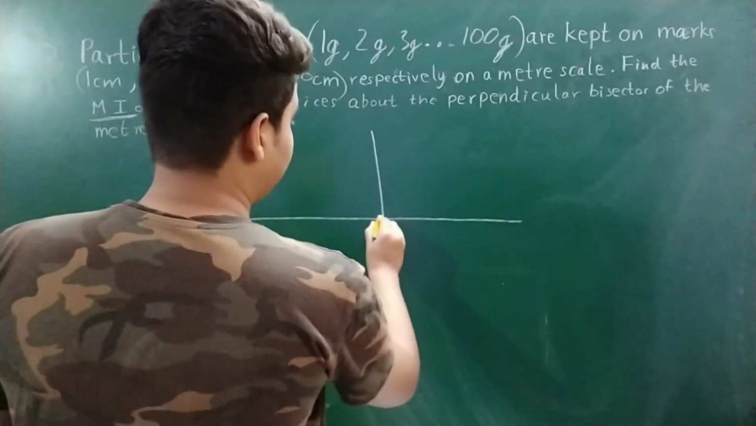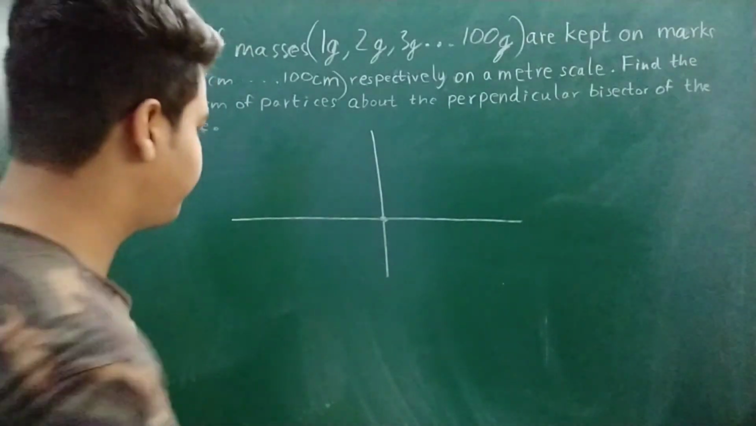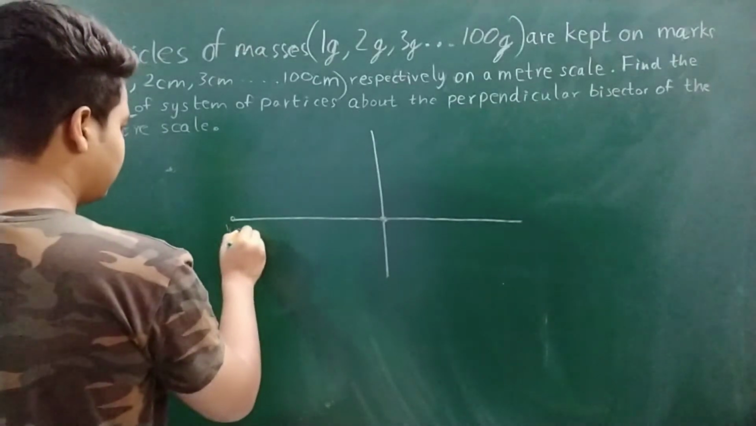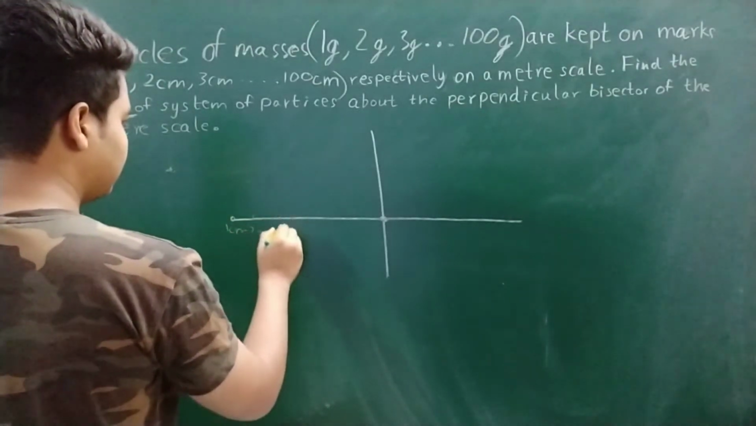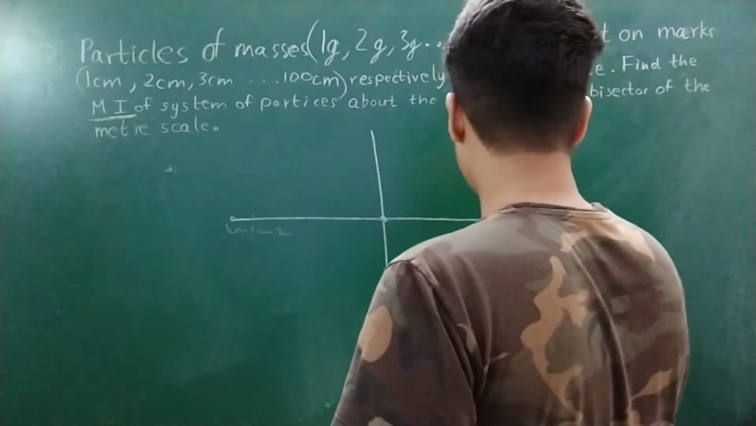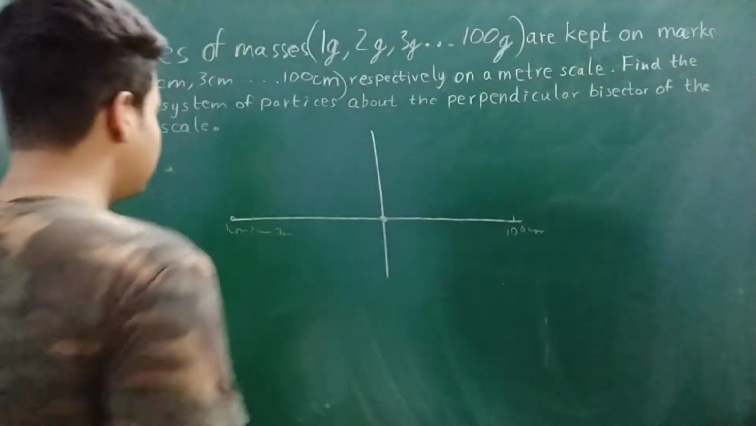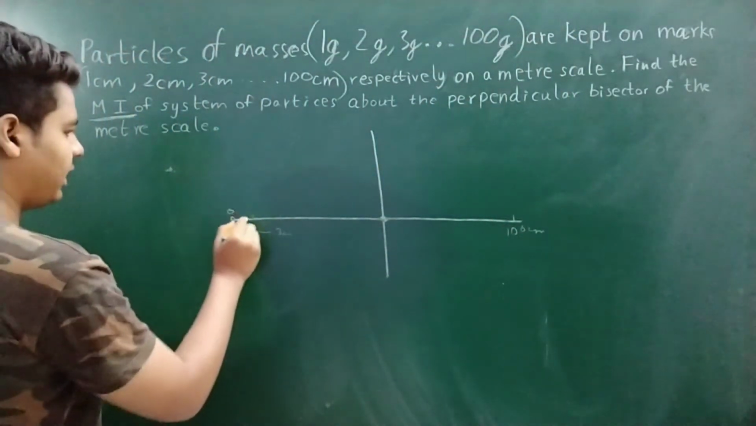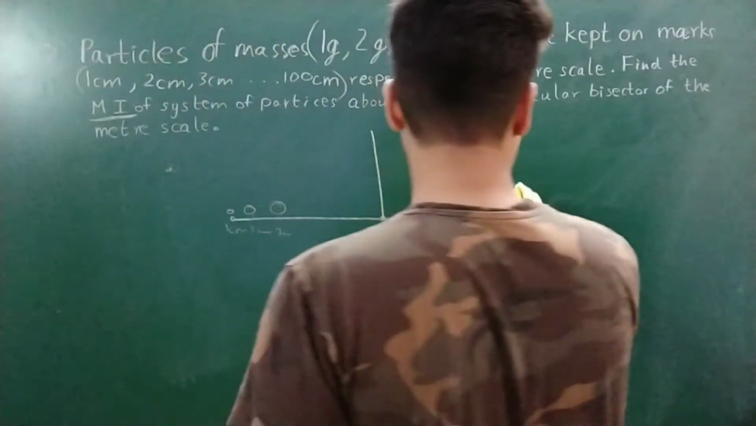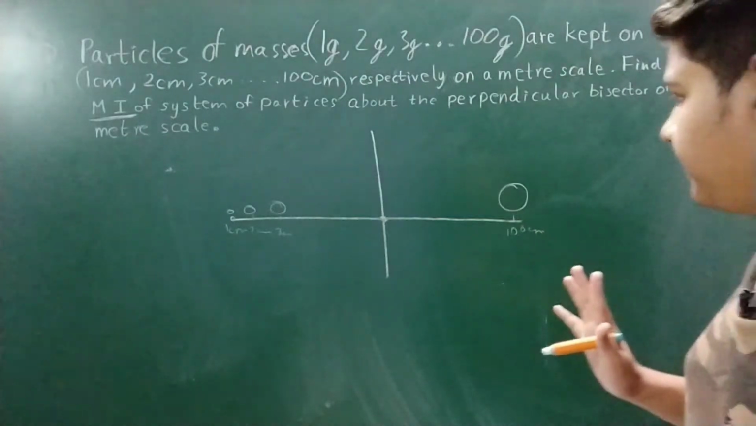At this point, what will be the moment of inertia? This is the question. So I can mark this as 1 centimeter, 2 centimeter, 3 centimeter, and continue till this last point will be 100 centimeter. So at 1 centimeter I have 1 gram, at 2 centimeter 2 gram, 3 centimeter 3 grams, at 100 centimeter I have 100 grams. This is the diagram.